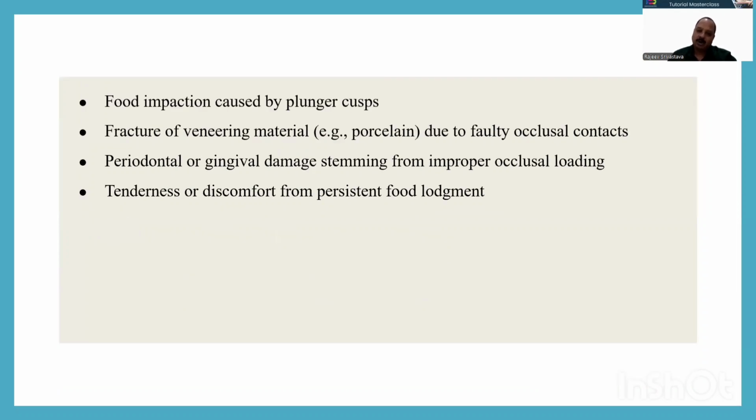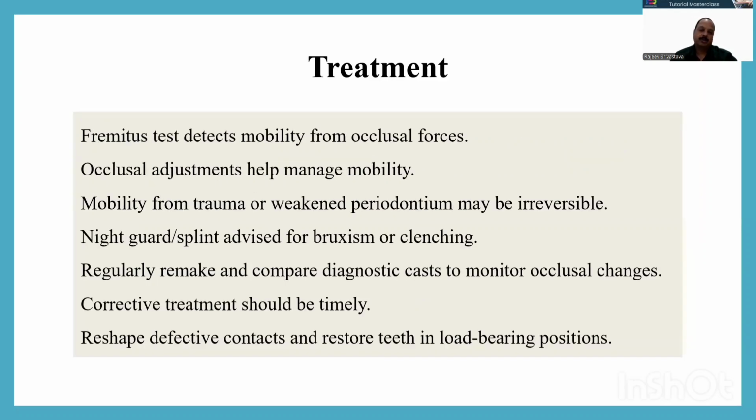Then food impaction caused by plunger cusp, fracturing of the veneering due to faulty occlusal contact, periodontal or gingival damage, which is due to improper occlusal loading, and tenderness or discomfort from the persisting food dislodgement.